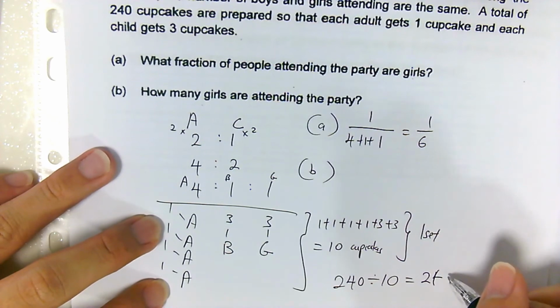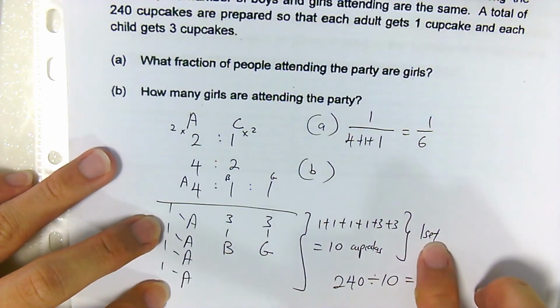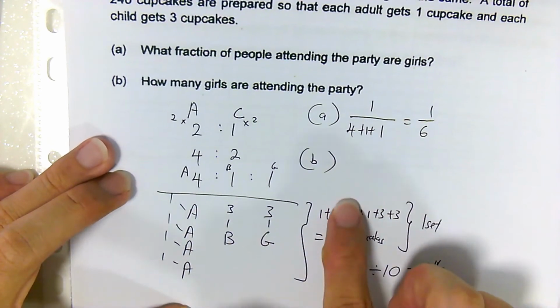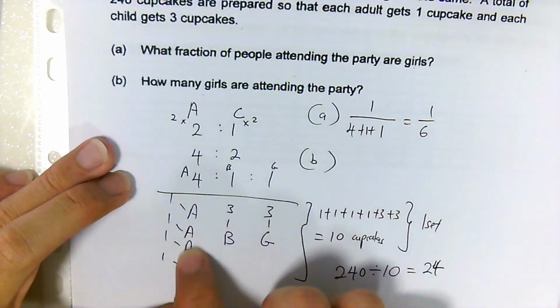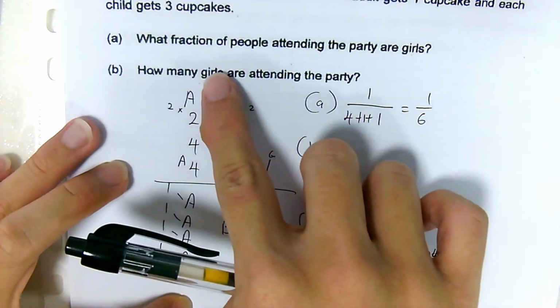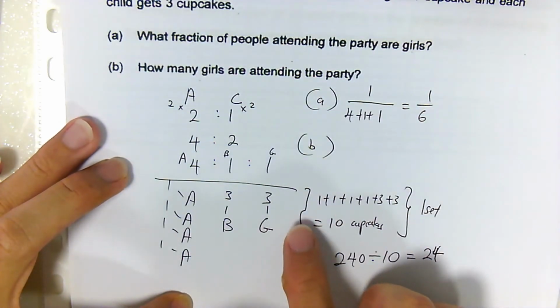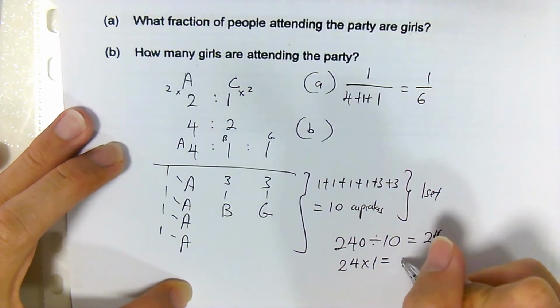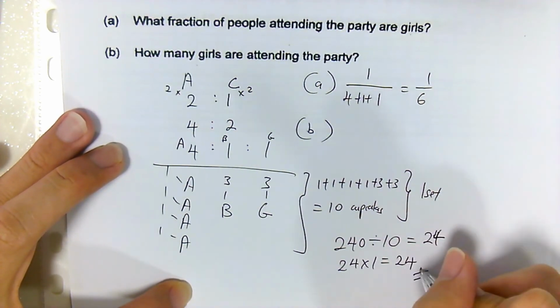What is this 24? This 24 is the number of sets. This is 1 set, and I have 24 sets of all this. In 1 set there are 4 adults, 1 boy and 1 girl. So in 24 sets, how many girls are there? Because they're asking for how many girls are attending, right? One set has 1 girl, so 24 sets will be 24 girls. 24 times 1 gives me 24. So this is your final answer.